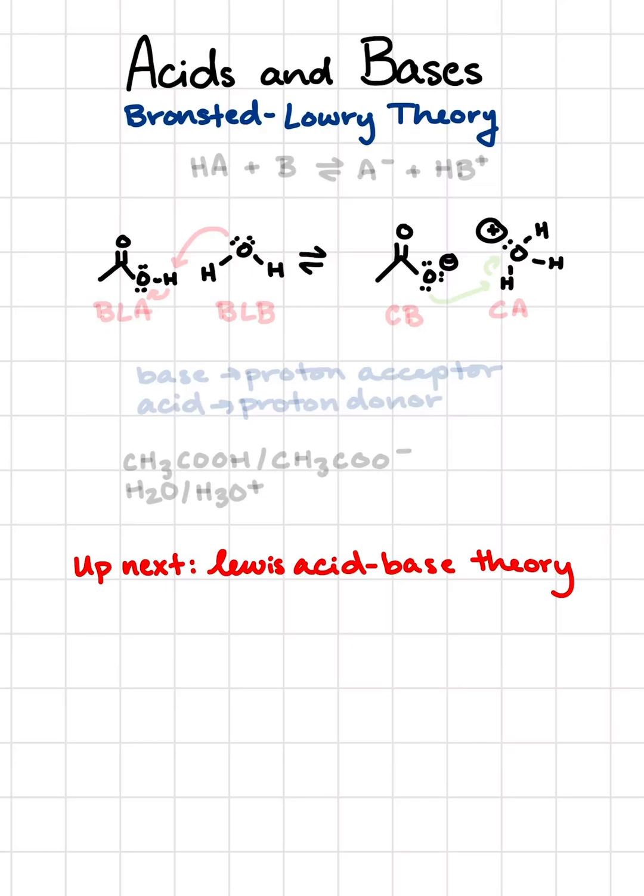Let's talk about Bronsted-Lowry theory. Or, if scientists weren't so self-important, the much more intuitively titled proton theory of acids and bases. So Bronsted-Lowry theory says that when an acid reacts with a base, it forms a conjugate base and a conjugate acid. Now, the symbolic equation has always confused me.